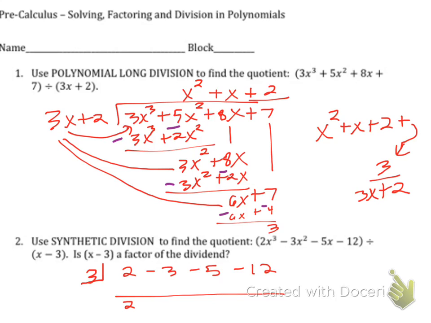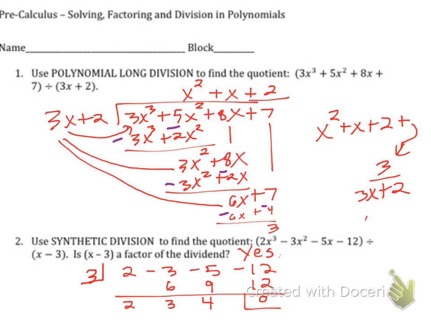Just make sure you put in the coefficients. None of them are missing. Always keep track of that. We got an x cubed, an x squared, an x, and a constant. So they're all there. 2 comes down. Multiply 3 times 2. Get the next term. Add down. Multiply, add down.